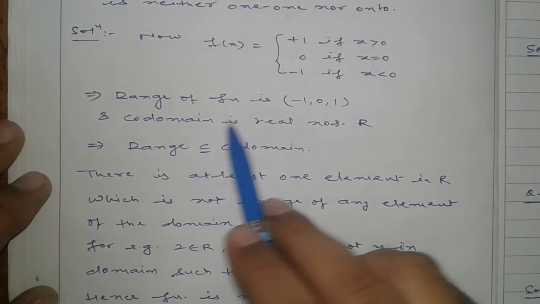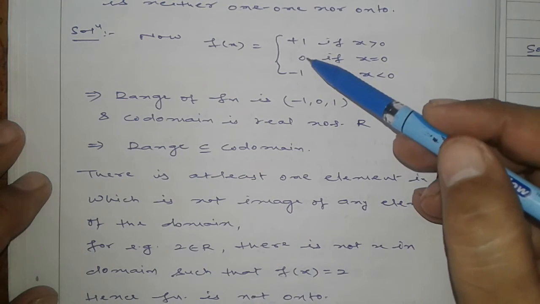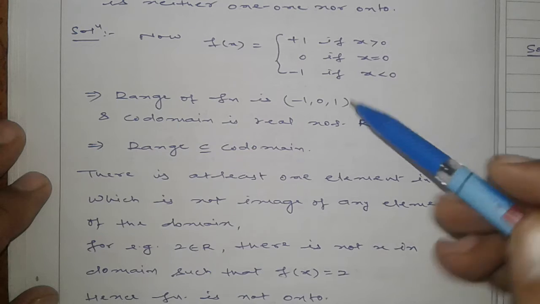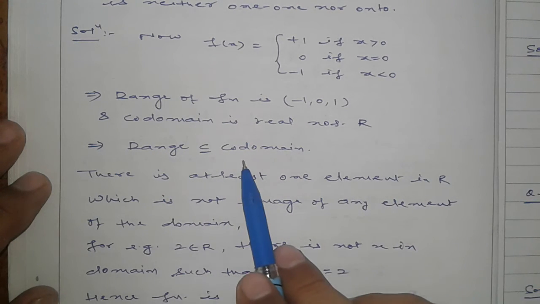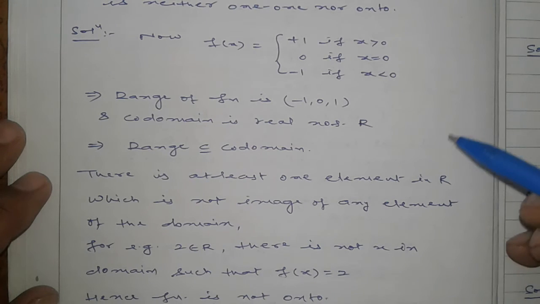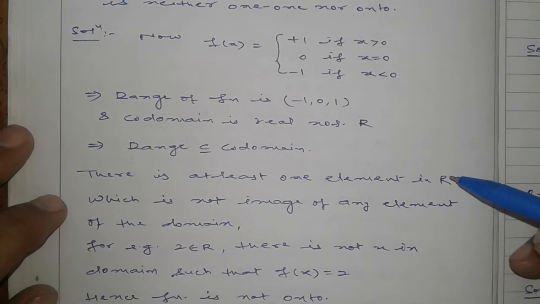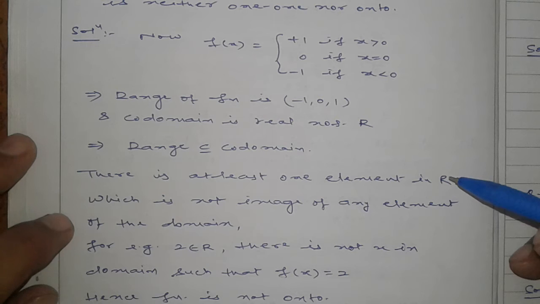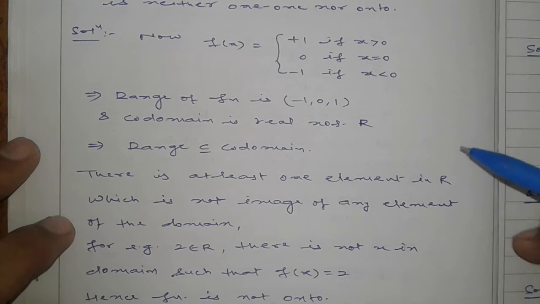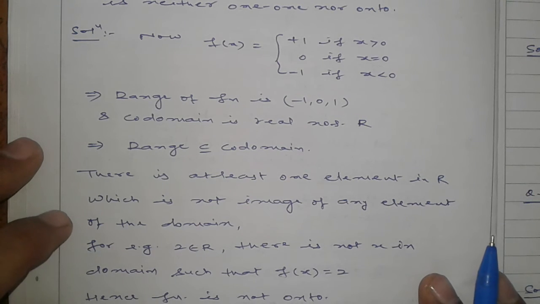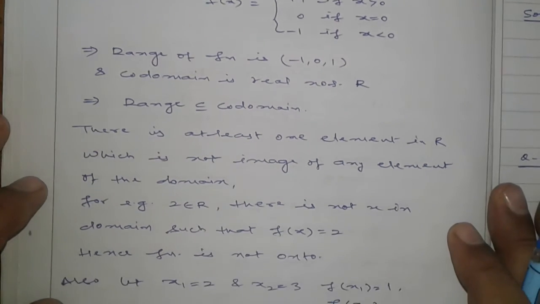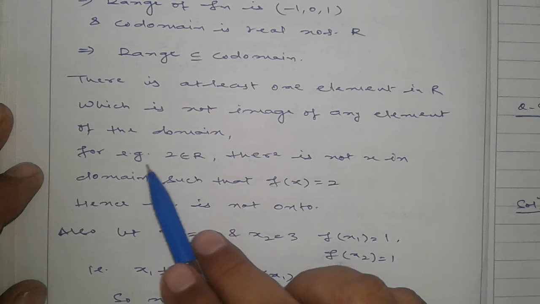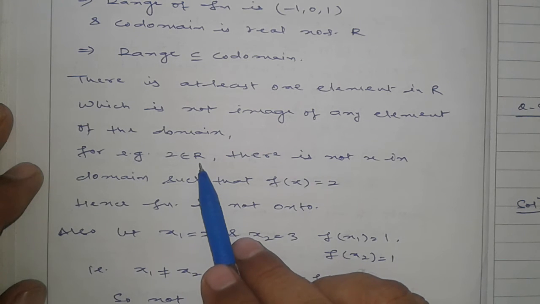Now the range of the function is -1, 0 and +1. The codomain is all real numbers. So the range is a subset of the codomain. There exists an element in R which is not the image of any element in its domain. So for example, to make this concept clear, let 2 belong to R. It is clear that 2 is real.